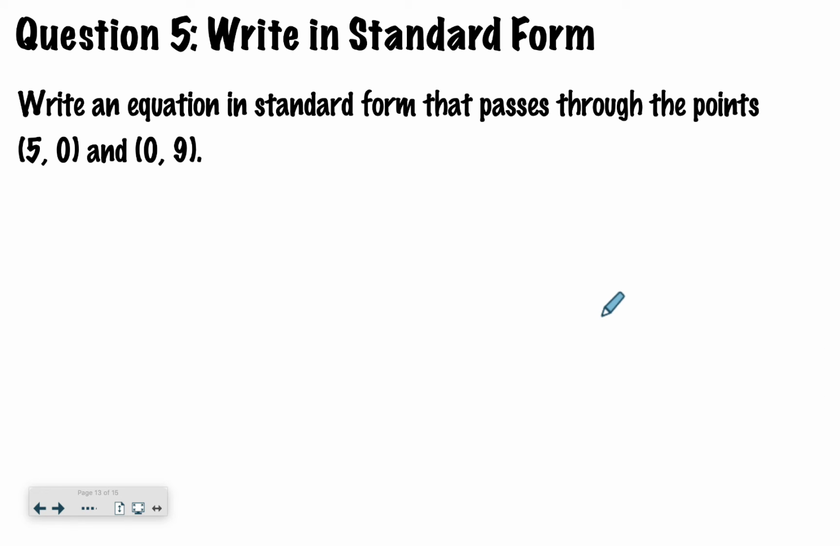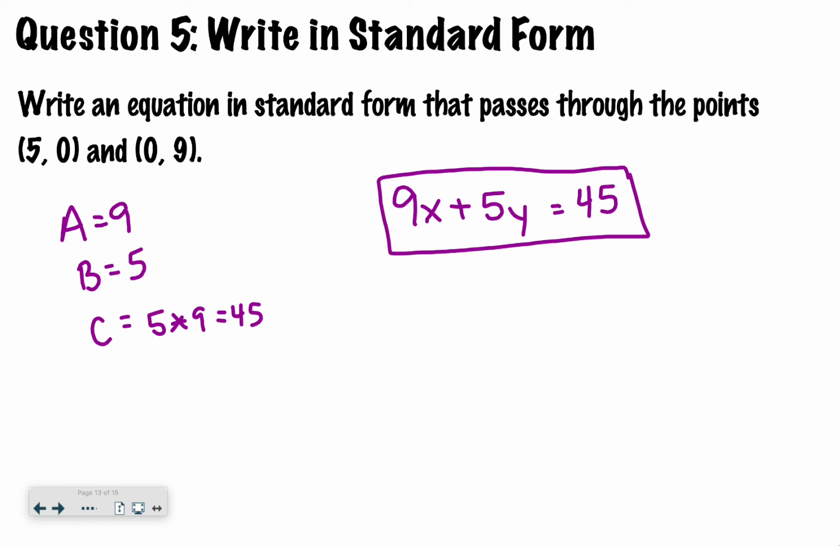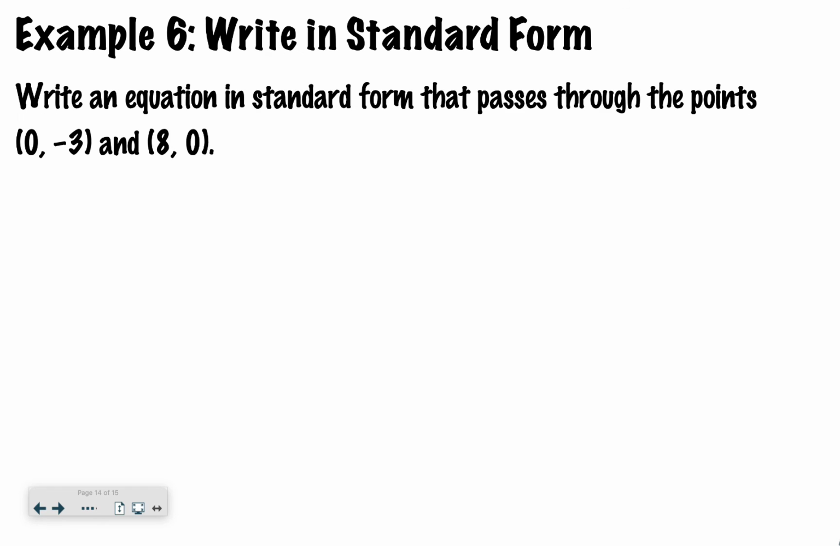Now I want you to set up this equation on your own. Good luck. All right, for this problem, hopefully you said A equals 9, B equals 5, and then C equals 45. So then your equation was 9x plus 5y equals 45. If you have questions about that, please be sure to ask for some help. Let's move on to example 6.